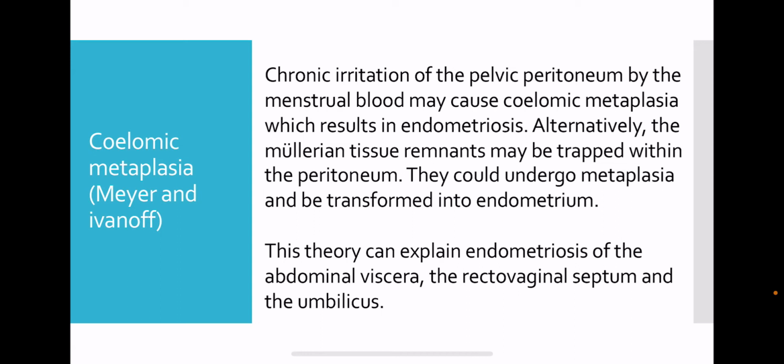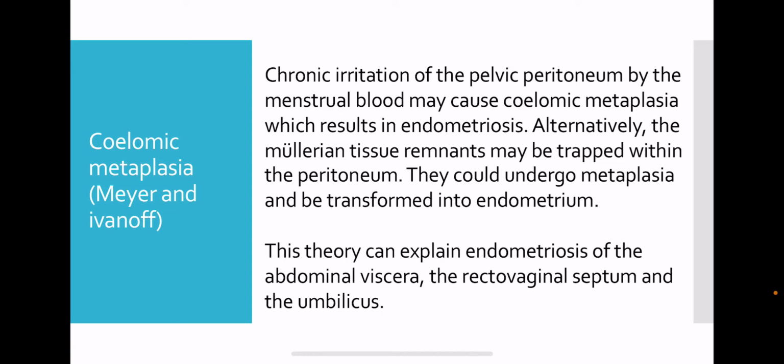Now let us see what the theory says. Chronic irritation of the pelvic peritoneum by the menstrual blood may cause coelomic metaplasia. And what is the reason for this transformation of the cell? The chronic irritation of the peritoneum by the menstrual blood will be the cause for the coelomic cells to undergo metaplasia, which results in endometriosis. So the coelomic cells are transforming into endometrial cells here. Alternatively, the Mullerian tissue remnants may be trapped within the peritoneum.